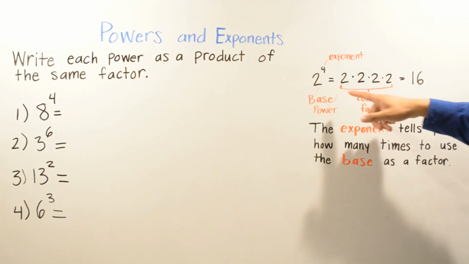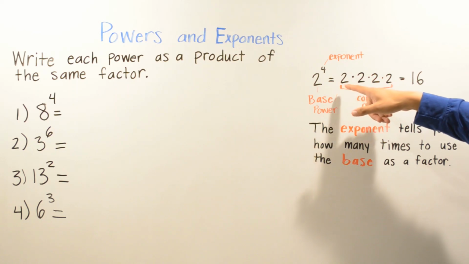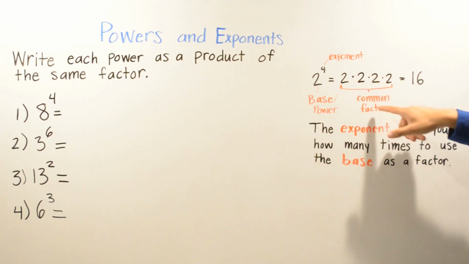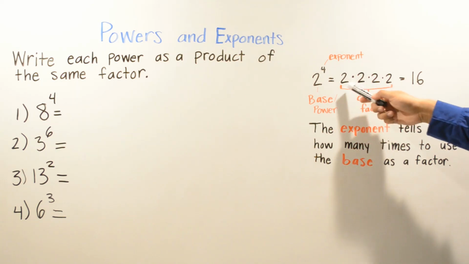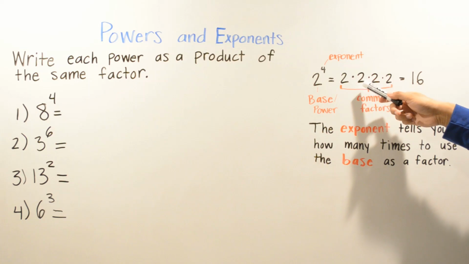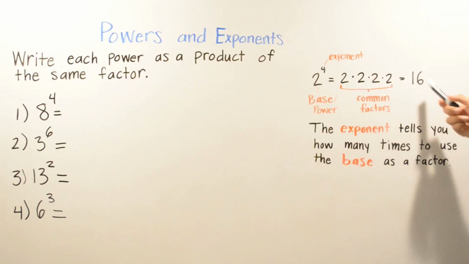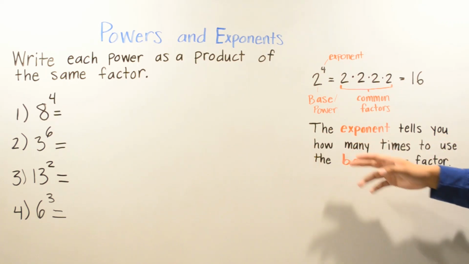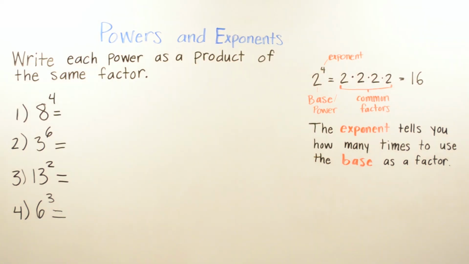Okay. When we repeat, 2 to the 4 is the same as 2 times 2 times 2 times 2, and that is called common factors. So to get the answer of that, you multiply 2 times 2, 4, 4 times 2, 8, and 8 times 2 is 16. Okay? The exponent tells you how many times to use the base as a factor.